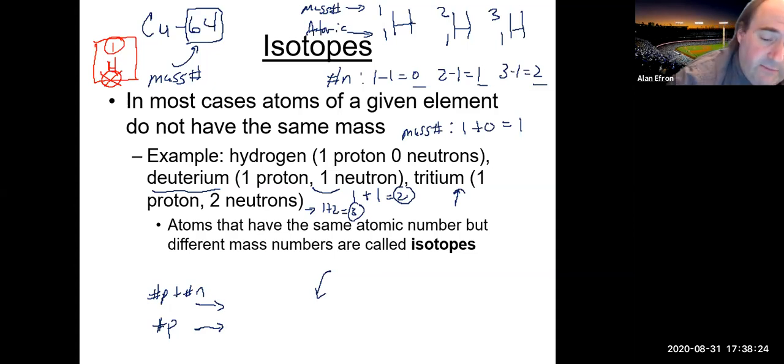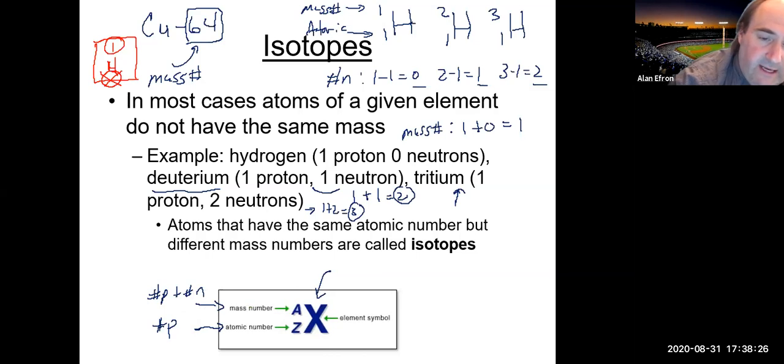And the important thing is we can write the symbol for these, like we talked about at the very end, where we take the symbol like we see down here. To the top left of the symbol is where we put the mass number, which is our protons and neutrons. To the bottom left is where we put our atomic number, which is our number of protons.